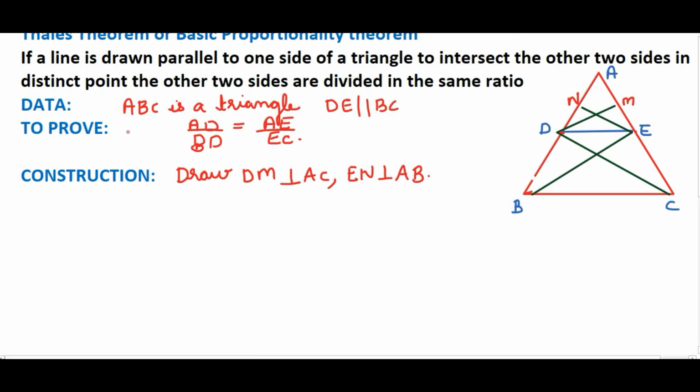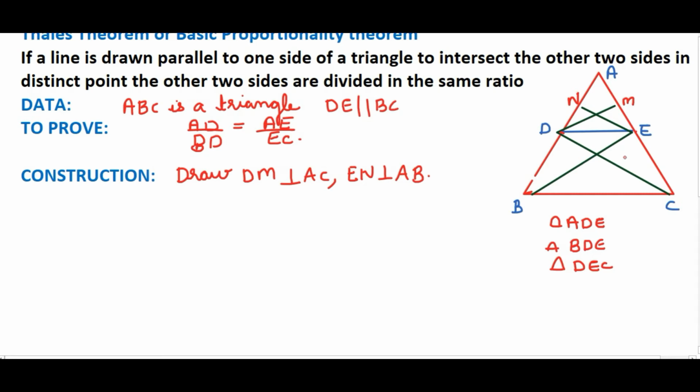So now we will prove the theorem. For that we should consider the triangles. So which are the triangles we are going to consider? Since we need to prove AD divided by DB and AE divided by EC, I can take the triangle ADE, so the sides AD and AE will come. Again, I can take the triangle BDE, so the side BD will come. Again, one more triangle we need to consider, that is triangle DEC, so the side EC will come.